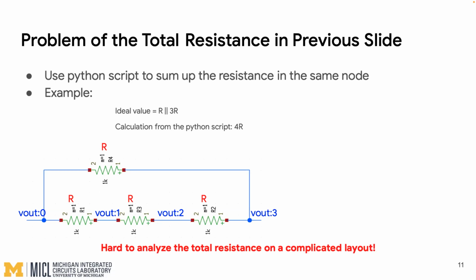So for now, I think it's hard to analyze the total resistance on a complicated layout because you don't know what the parasitic resistance would be. Some resistances are in parallel with some other resistances in series. So for now, it's hard for me to analyze the real total resistance for a complicated layout.